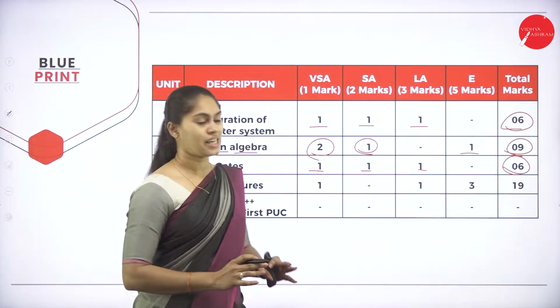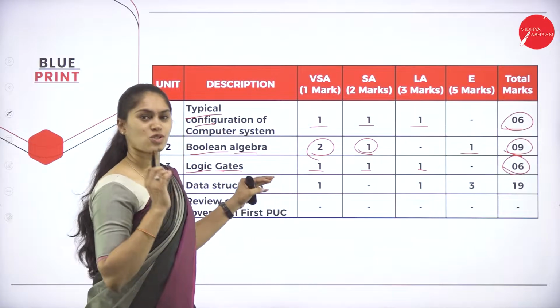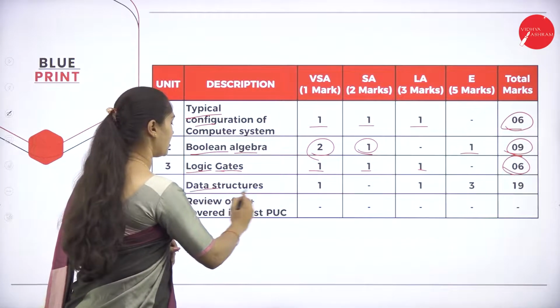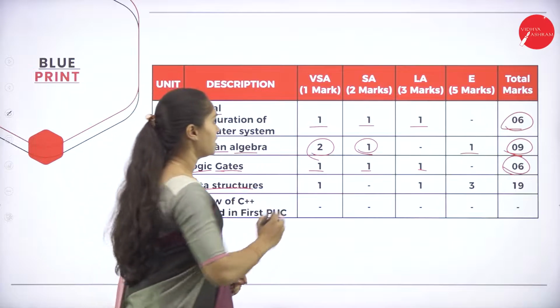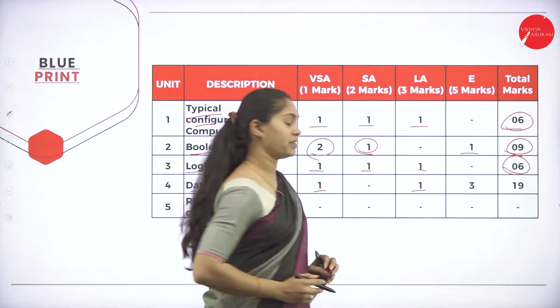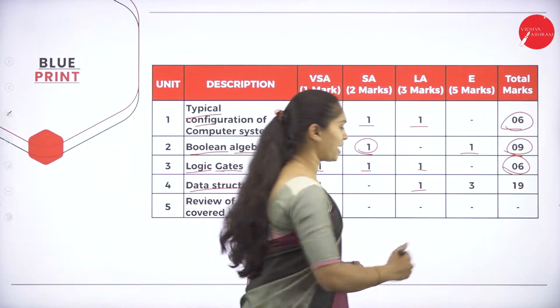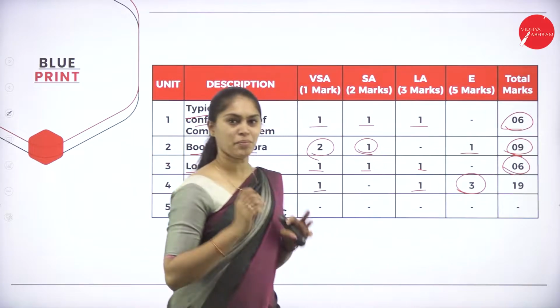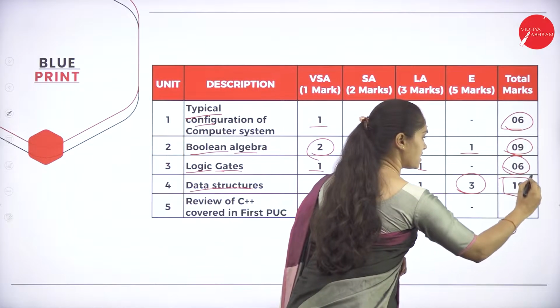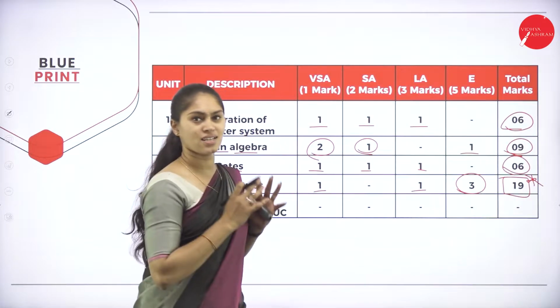Next is the high weighted chapter of your second PUC's computer science, so you should not leave this chapter number 4. You should get thorough with chapter number 4, that is nothing but data structures. In this, 1 mark 1 question will be there, 3 mark 1 question will be there, and amazingly 5 marks 3 questions will be there. So totally you are going to get a high weightage, that is 19 marks, from this chapter.